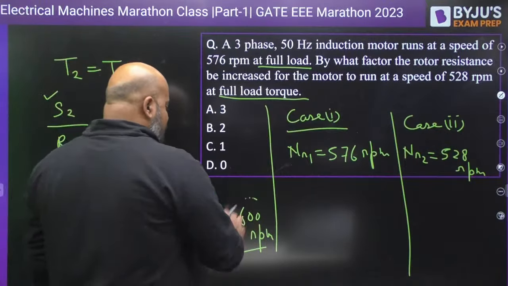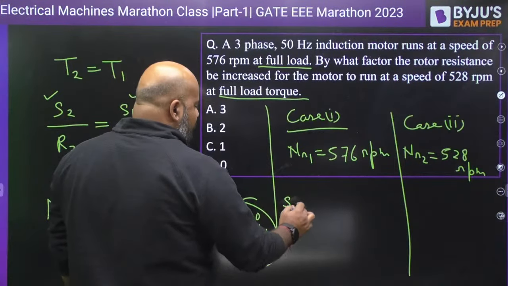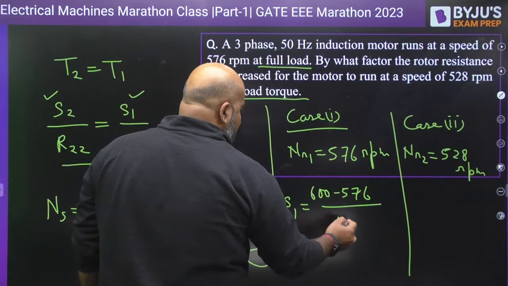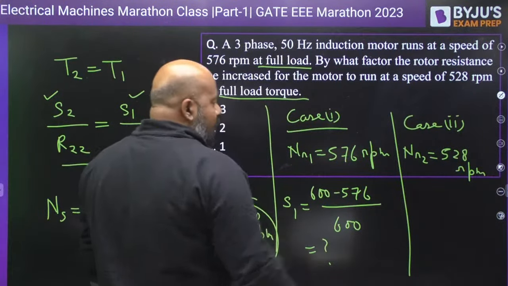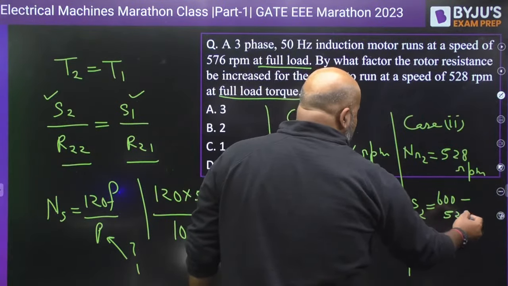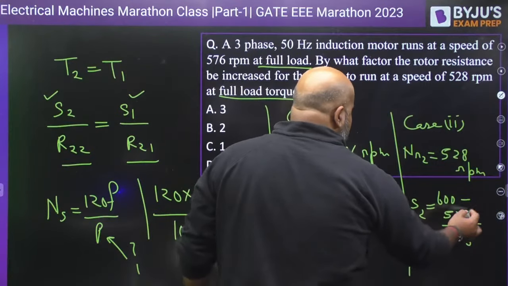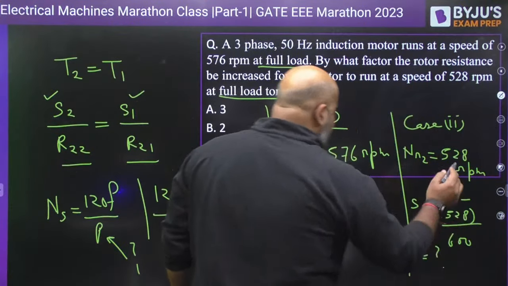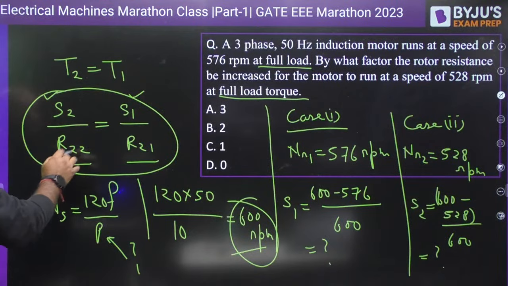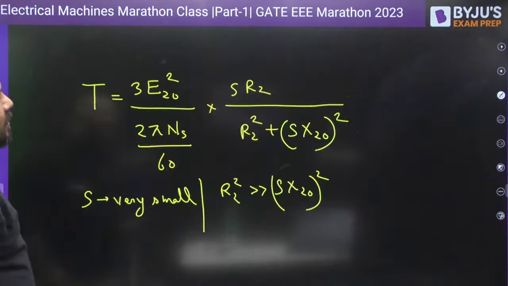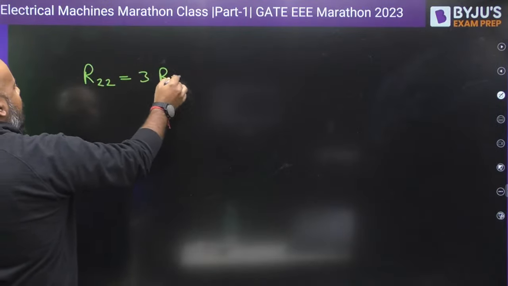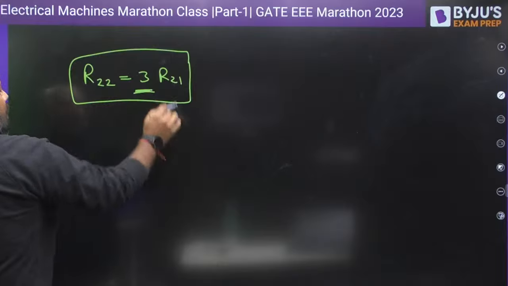So if 600 RPM is the synchronous speed, what is S1? It is going to be 600 minus 576 divided by 600. Just find this value. What is S2? S2 is going to be 600 minus 528 divided by 600. If you know S1 and S2, you can relate R22 and R21. These are the rotor resistances in the two cases, and you will be getting R22 as 3 times R21. Is it clear, everybody?